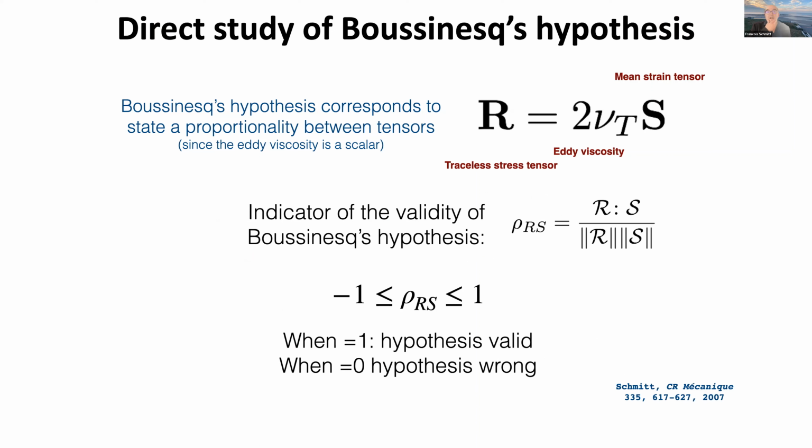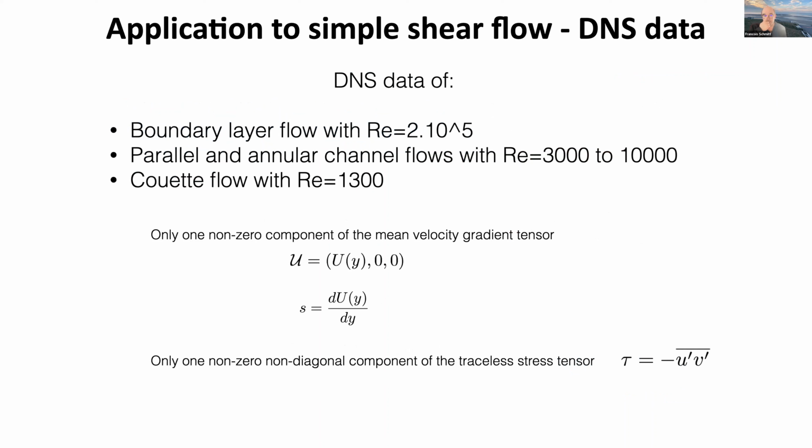If we apply this to R and S, we obtain an indicator which I introduced in this 2007 paper. It corresponds to the alignment between the traceless stress and the mean strain. This indicator is between -1 and 1. When it's 1, the hypothesis is valid. When it's different from 1, the hypothesis is not working anymore, and when it's 0, the hypothesis is a failure. So we can apply this to different databases.